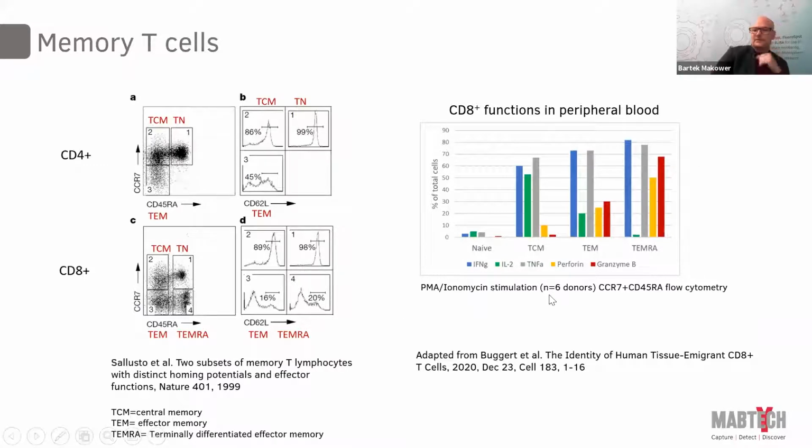And the interesting thing about these different memory cells are that they secrete different cytokines or different amount of them. So for CD8s, for example, this is actually taken from Marcus' paper. Central memory cells produce lots of IL-2, but no granzyme. Effector memory cells produce less IL-2 and more granzyme, and terminally differentiated effector memory, they produce no IL-2 and lots of granzyme and perforin.